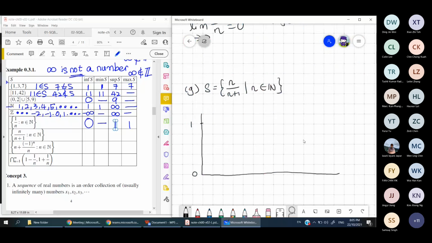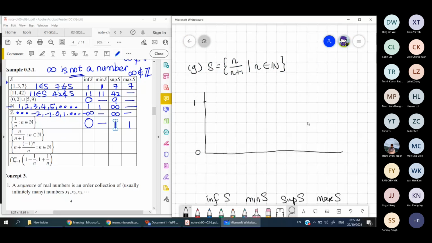Okay, next, we do a similar analysis for the next example. The next one, S is n over n plus 1. So you substitute the values inside. When n is 1, you can check it out, which is half, right? When n is 2, I'm going to have 2 over 3. The next one, when n is 3, is 3 over 4, then 4 over 5, 5 over 6, and so on.